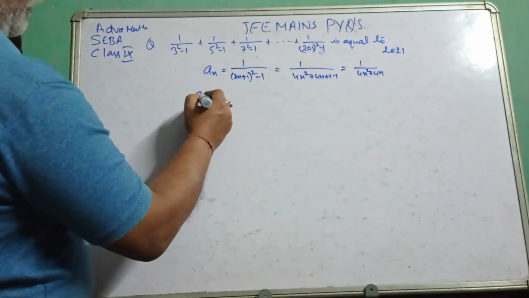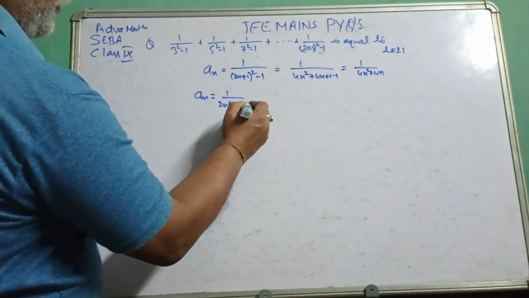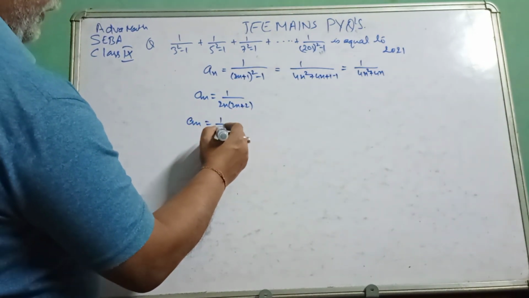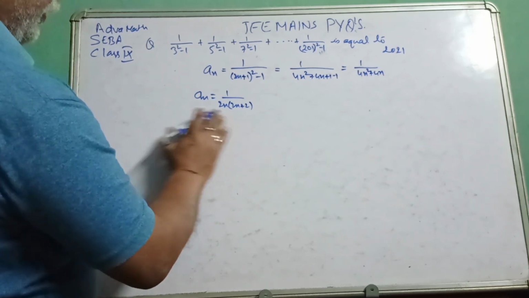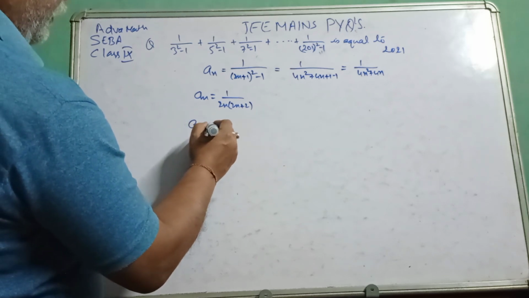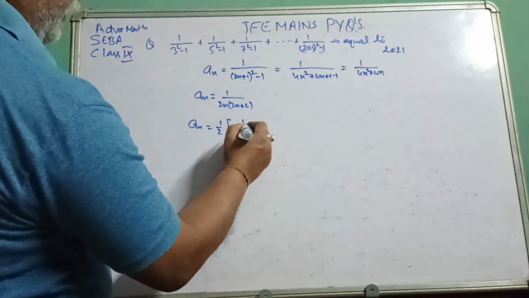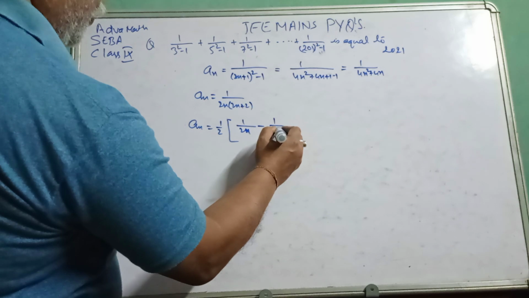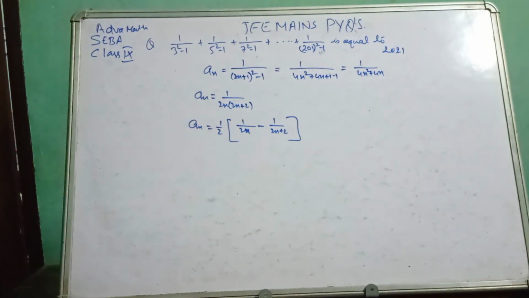Now your an will be 1 by 2n plus 2. Now we'll make an adjustment. Before that, we are going to do one thing. An is equal to 1 by 2, times 1 by 2n minus 1 by 2n plus 2. So here the result will be 2, 2 cancels out, and this will be 1 by 2n plus 1.